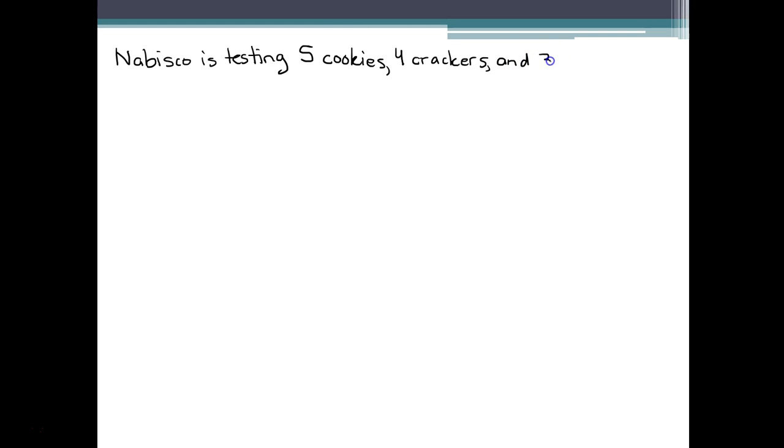All right, let's do one more. Nabisco is marketing five cookies, 4 crackers, and 3 cereals. I'm just making up something here.